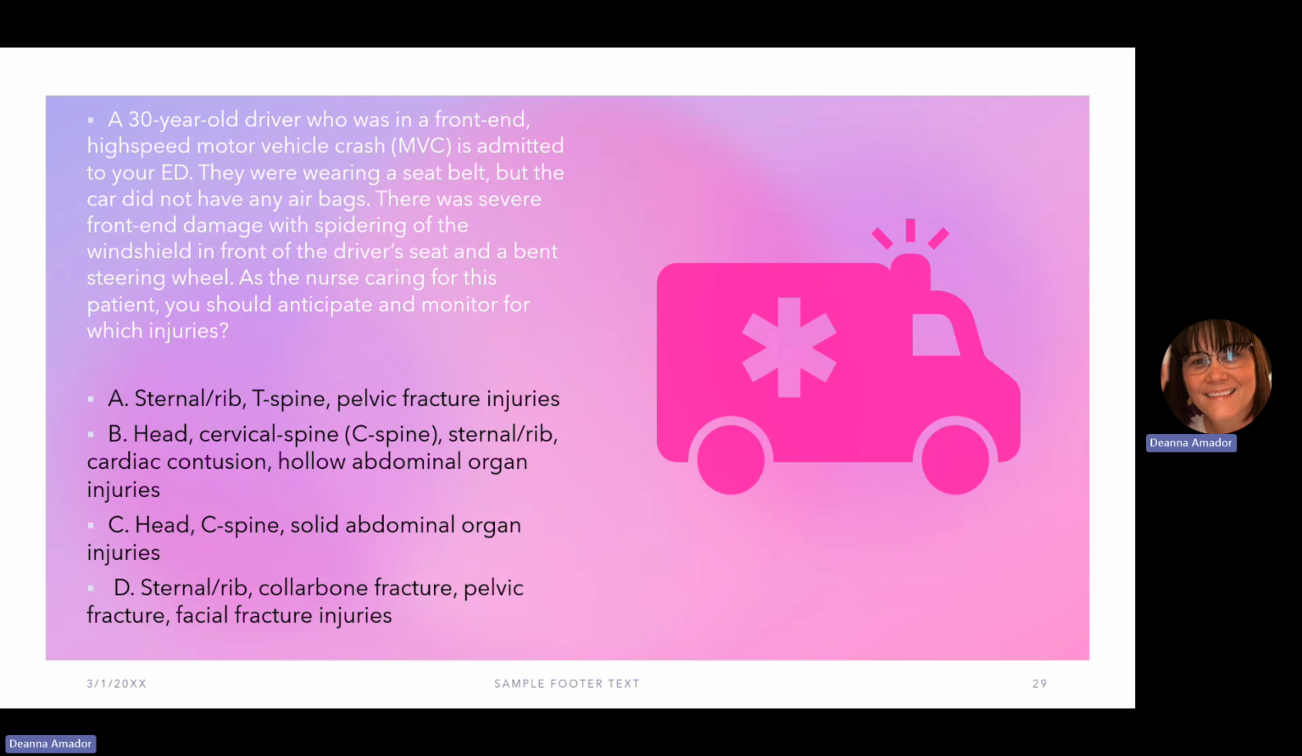Spidering of the windshield takes great force, and with it being directly in front of the driver's seat, the cause of the spidering is most likely the driver's head, and therefore there should be a high index of suspicion of head or brain injury. That also puts the patient at greater risk for a C-spine injury due to the deceleration or whiplash forces. So you can read back through the speaker notes on that and take your time with it so you understand it better.